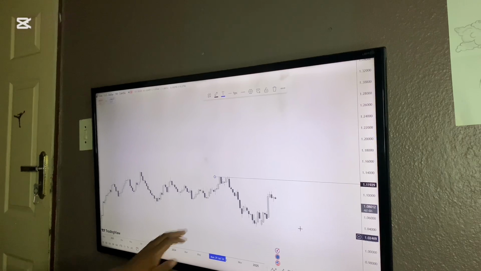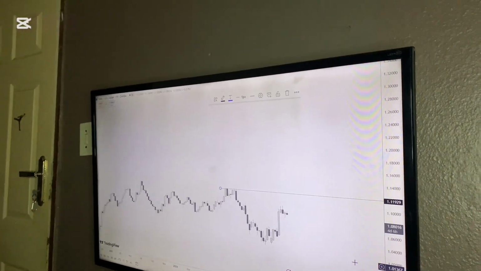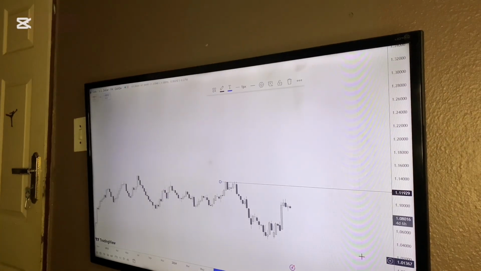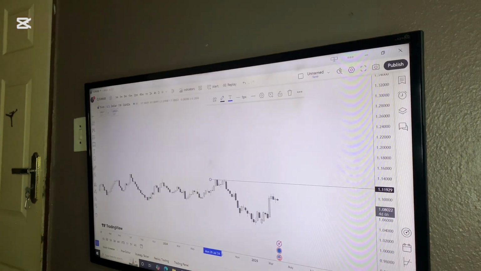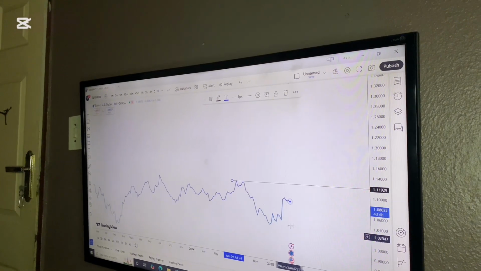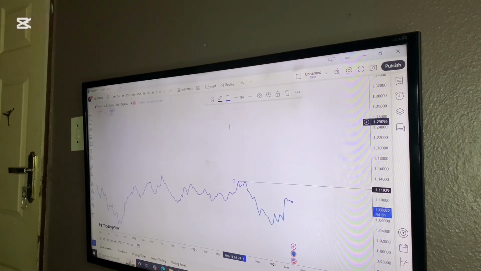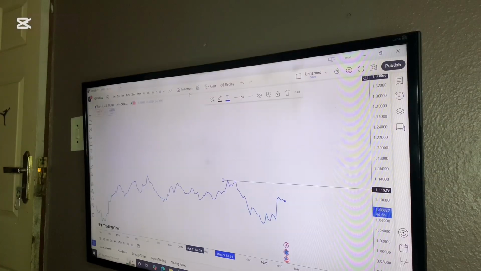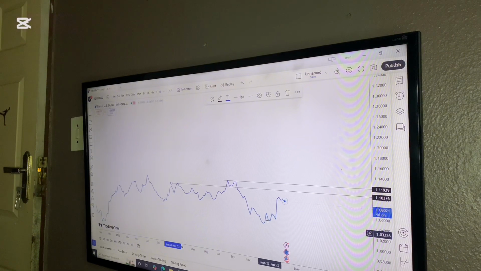You can see, if you feel like your horizontal or your trend line is not valid enough, make sure you switch your candlesticks to lines to make them valid. You understand? Then now we're placing our horizontal ray on our current low.